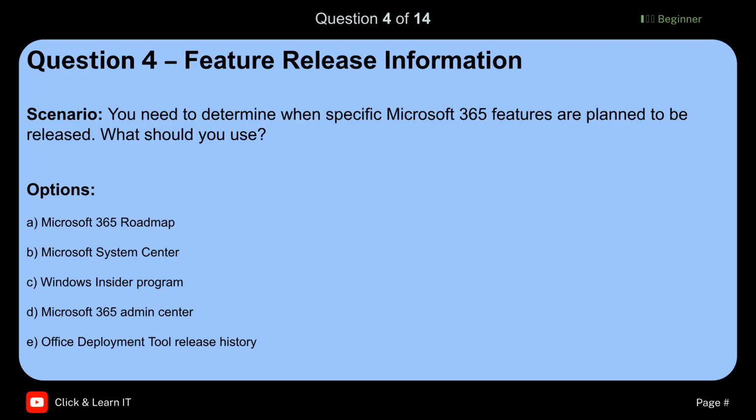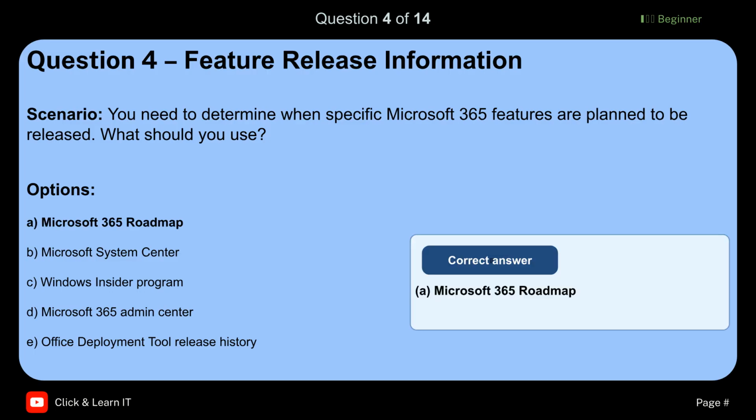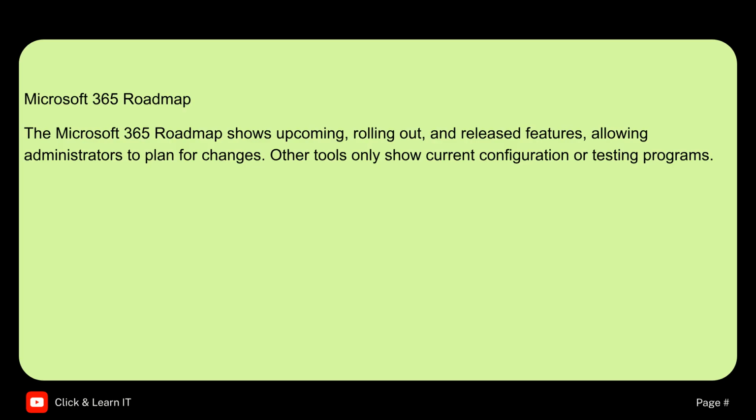Question 4. Feature release information. If you need to find out when specific Microsoft 365 features are planned for release, what tool should you use? The correct answer is A, Microsoft 365 Roadmap. This is the official source for upcoming and released features. The Microsoft 365 Roadmap is used to track features that are upcoming, rolling out, and released, which allows administrators to plan for changes effectively. Other options relate to testing or current configuration.